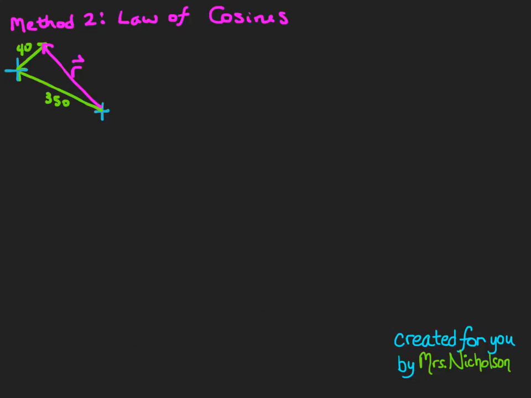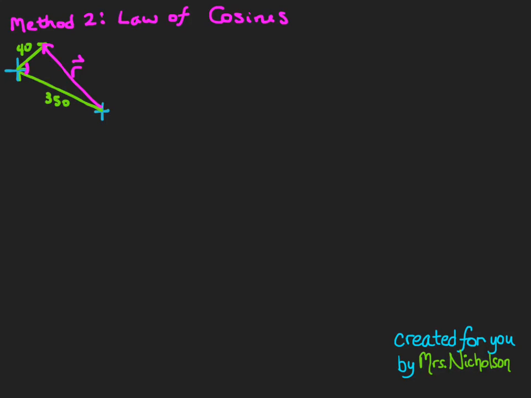Our second method for adding vectors is using the law of cosines. Now we've got the same scenario here again. Our plane is flying at 350 miles per hour. Its direction is 160 degrees. The winds are still blowing at 40 miles per hour at 60 degrees, and I want to find the resultant vector.